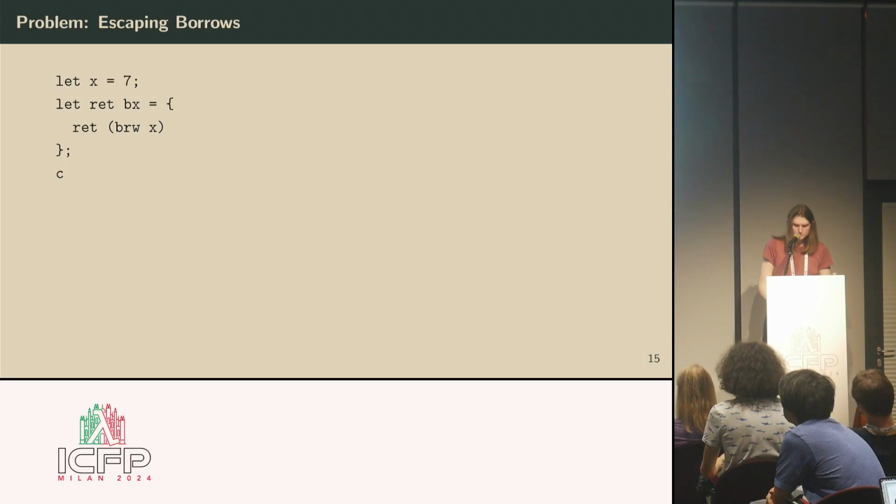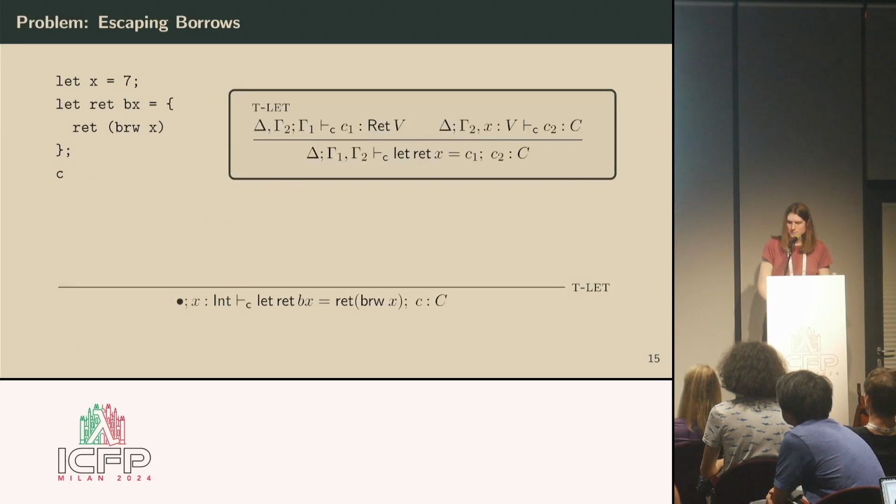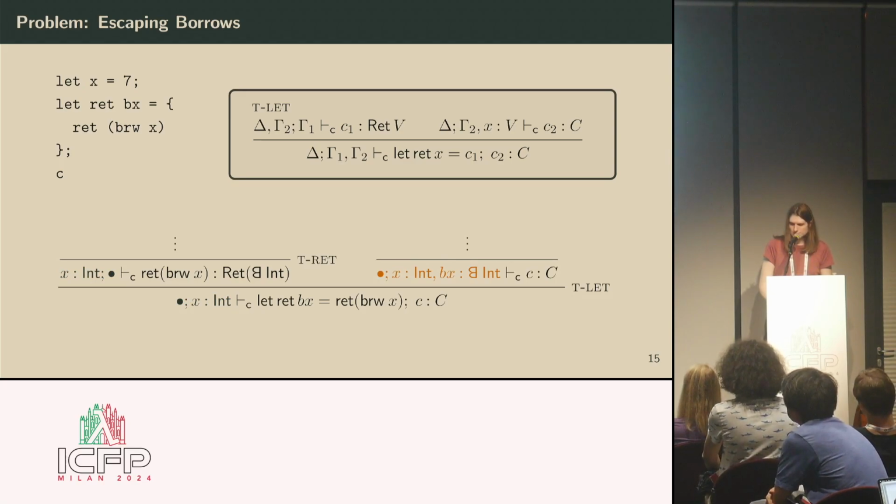And so there's a problem with these rules, which is that borrows are allowed to escape their scope. So this program type checks, but it shouldn't. And to sort of see what the problem is, we can pull up our typing rule for let. So we borrow x here. But this also means that we put x back into the owned context, and we also bind our new variable bx. But now we have both x and a borrow of x at the same time, which is not allowed. That's breaking aliasing XOR mutability.